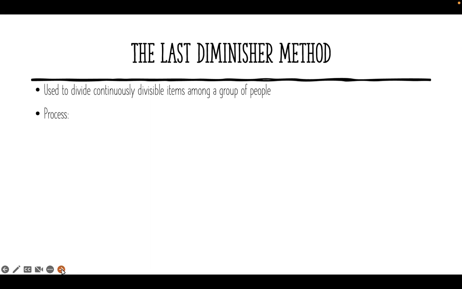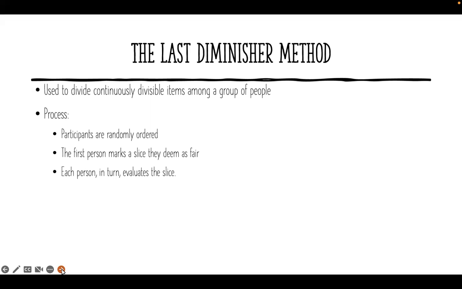The process of this is we're diminishing something, right? Last diminisher. So the participants are randomly ordered. So this could be like you give everybody maybe a playing card and you go highest to lowest, or maybe you go by birthdays, just some random order. Then the first person in line marks a slice they deem as fair. So let's say there are 4 people and we're cutting up a candy bar. So the first person is like, I'm going to make a cut, put a slice on it of what I think is a fourth.